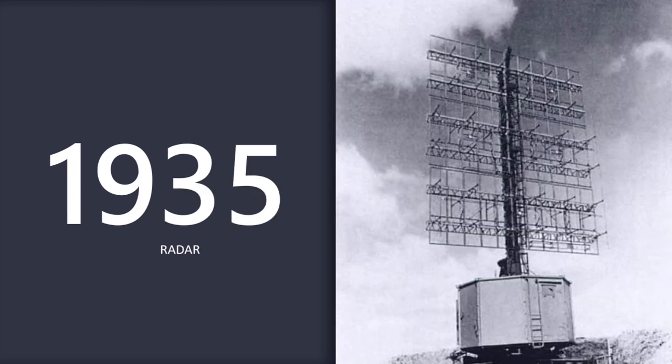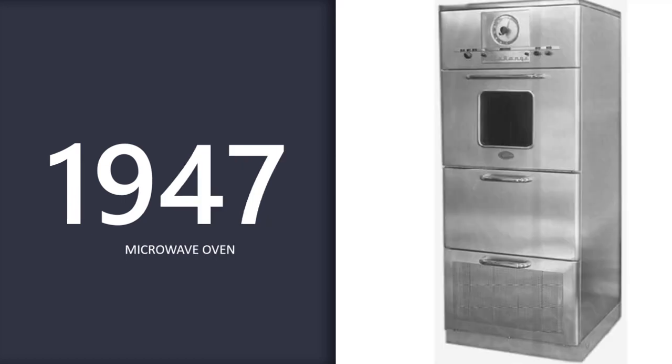By 1935, radar was invented. So I think this one has a great impact on our modern technology. Radar, or radio detection and ranging, was first demonstrated by Robert Watson Watt. And then the microwave oven by 1947. It was named as Radarange. Although the microwave was patented in 1945 by Percy LeBaron Spencer, it was accidentally discovered that microwaves would also heat food.